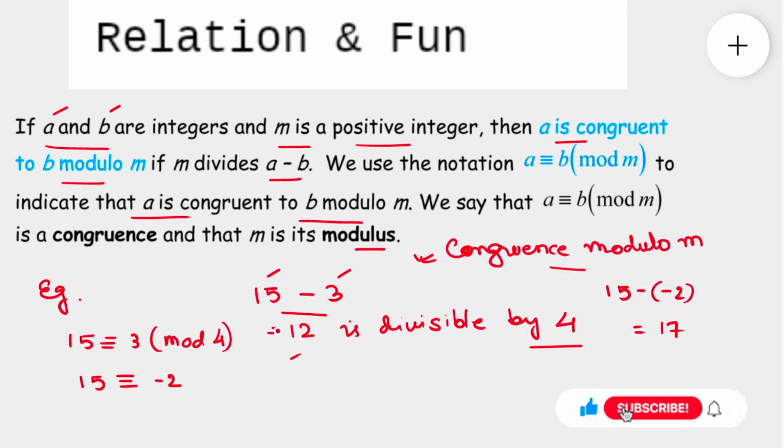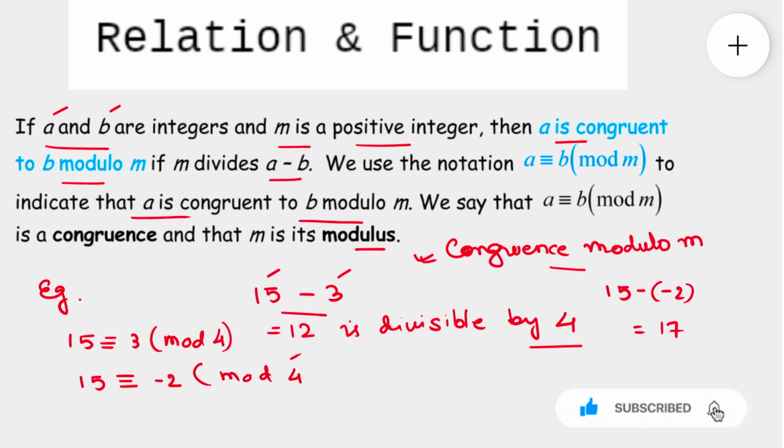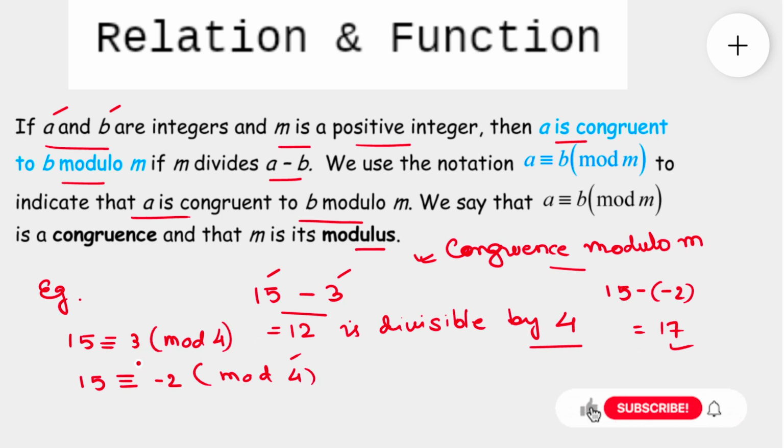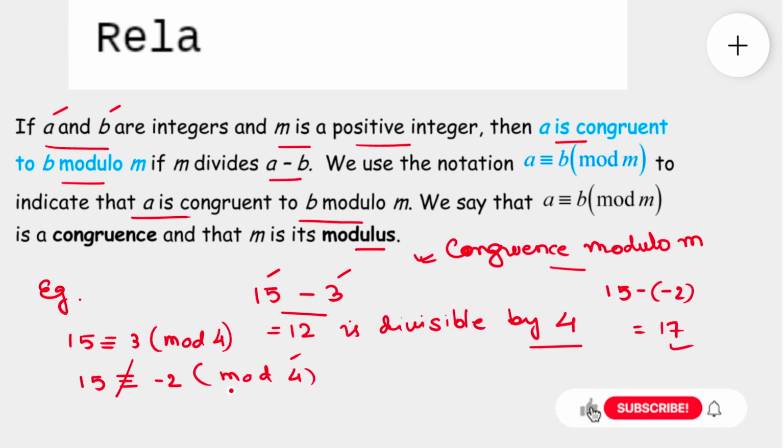Can I say that its modulus is 4? Clearly 17's modulus is not 4, because 17 is not divisible by 4. It's a prime number, so it's not divisible by 4. So in this case we make a cross symbol on the congruence to represent that it is not congruent. 15 is not congruent to minus 2 mod 4. That implies that the difference of 15 and minus 2 is not divisible by 4.